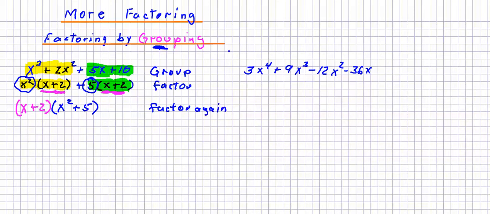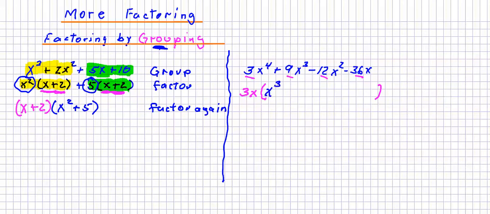All right, now let's look at this next one. Whenever we factor, we need to look for common factors. So I have a 3, a 9, a 12, a 36. I know that 3 is a common factor. I have x to the 4th, x cubed, x squared, x. Each term has an x, so 3x is my common factor. So the first step should always be look for common factors.